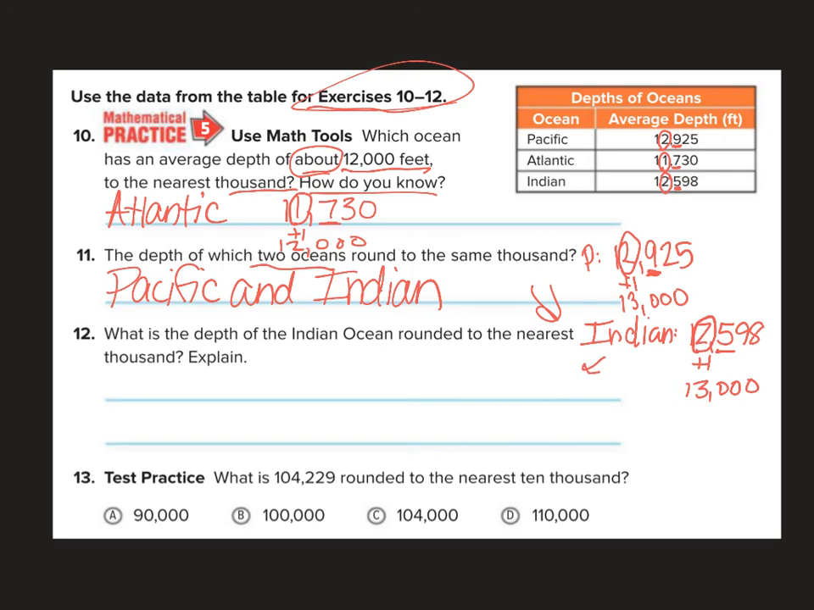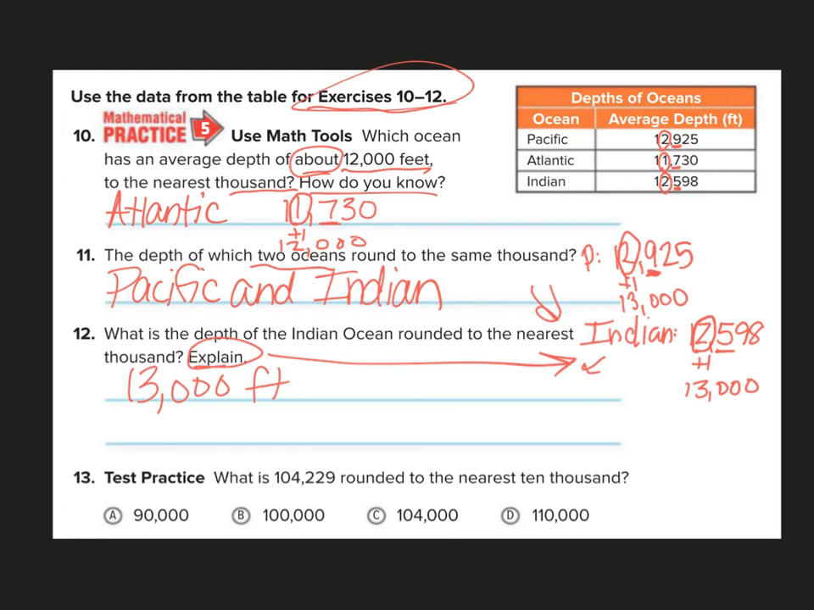What is the depth of the Indian Ocean rounded to the nearest 1,000? So that would be 13,000. And the depth means feet. And where's our explain? It's right here.